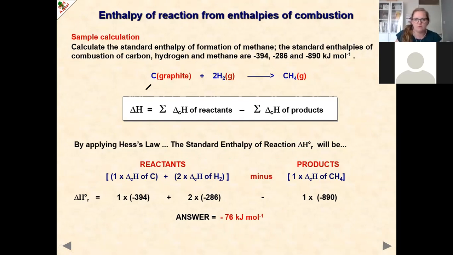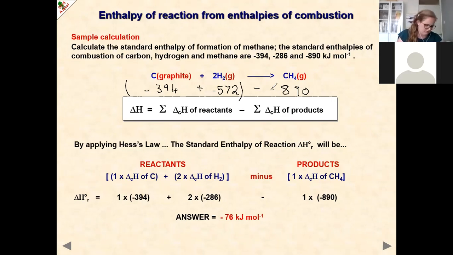So we've got minus 394 plus hydrogen. We've got 2 lots of minus 286. So 2 lots of minus 286 is minus 572. And then our products, we're going to take those 2 numbers away from our product number, which is minus 890, sorry.